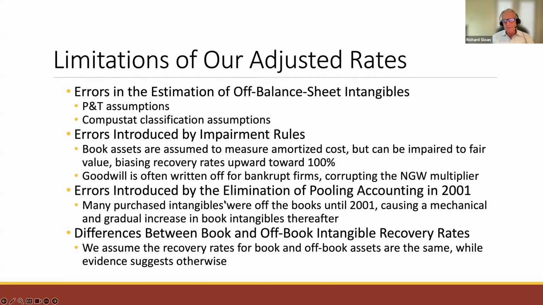And then we have this problem over the sample period. For many acquisitions before the start of our sample period, you didn't put any purchased intangibles on the books. For all acquisitions after 2001, you're putting all of them on the books. So you get this growing amount of intangibles that go on the books, which really messes up that time series analysis. And then a final assumption that I think is heroic is that the recovery rates for book and off-book assets are the same. We've got these book assets that are on the books, using GAAP, and these other ones where we've used Peters and Taylor. The book assets came from acquisitions, and these are internally generated, and we're essentially assuming that you can apply the same recovery rate to both of them.